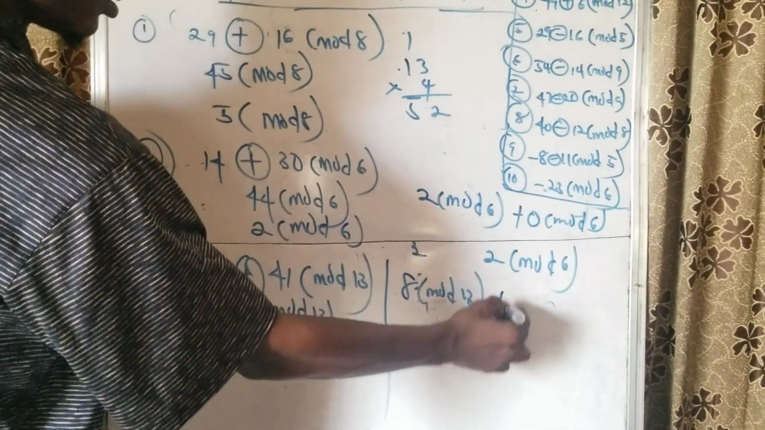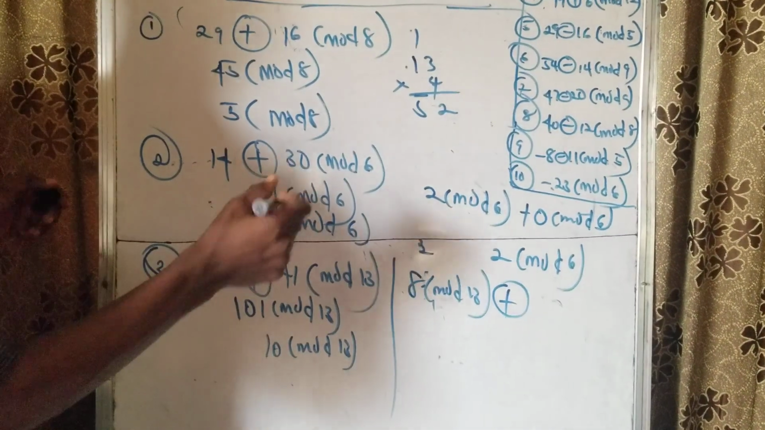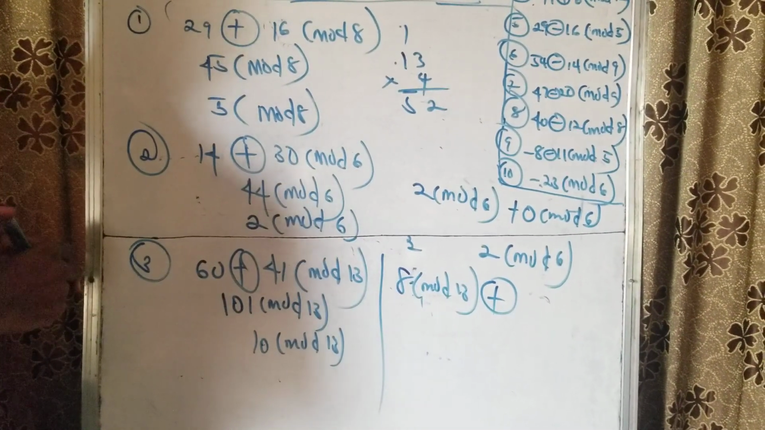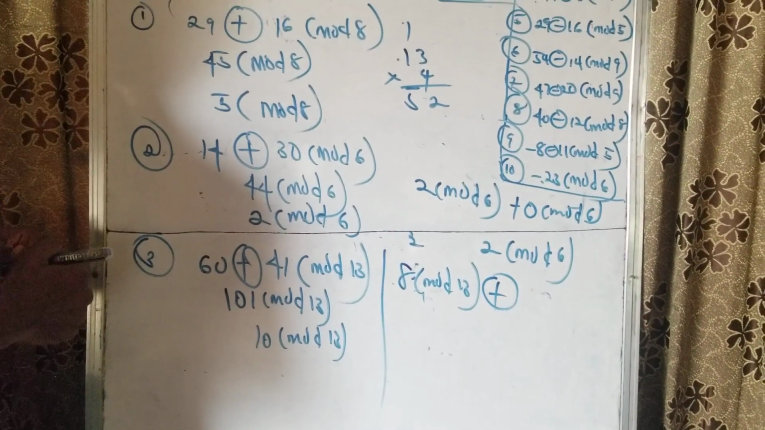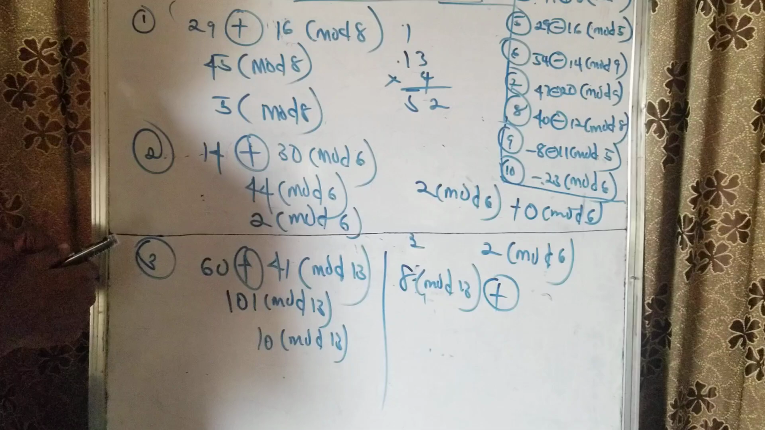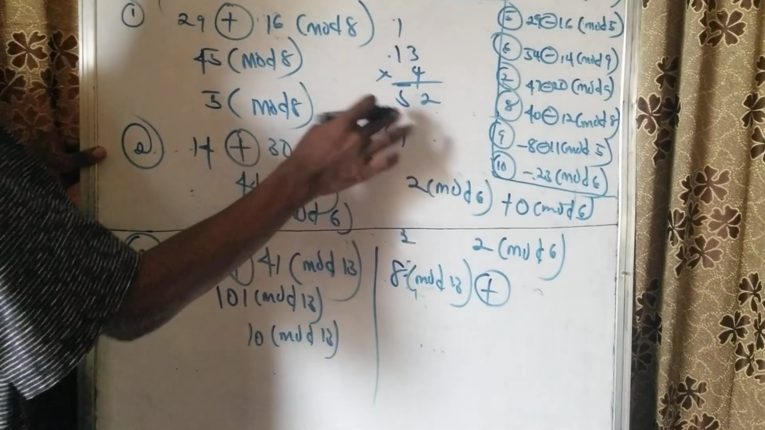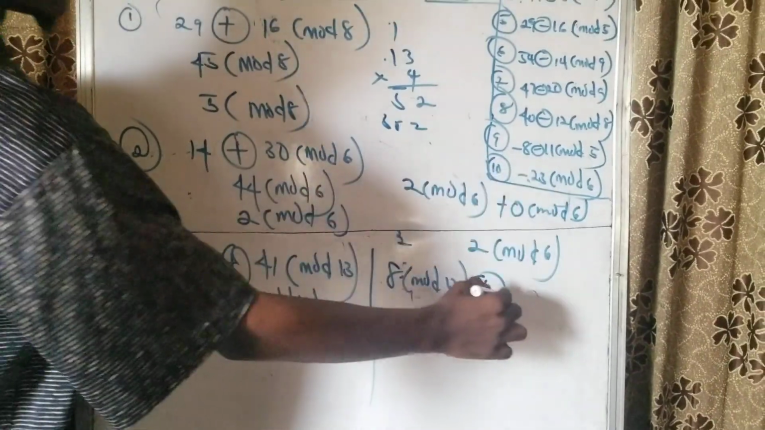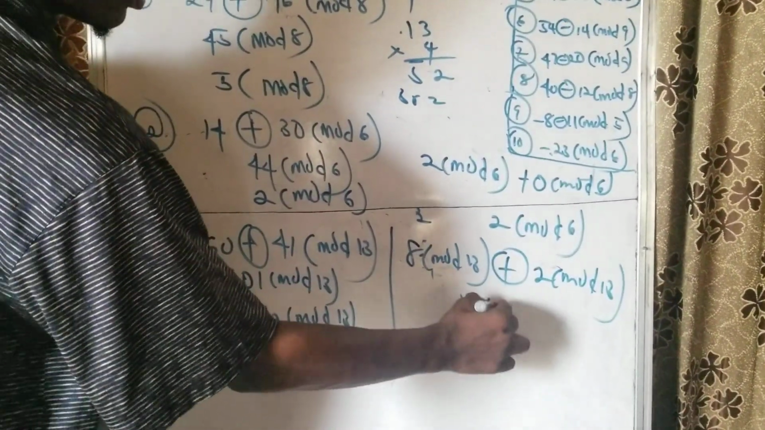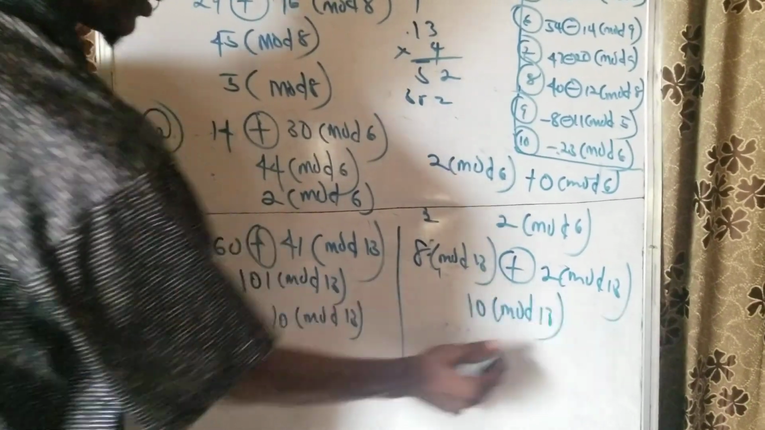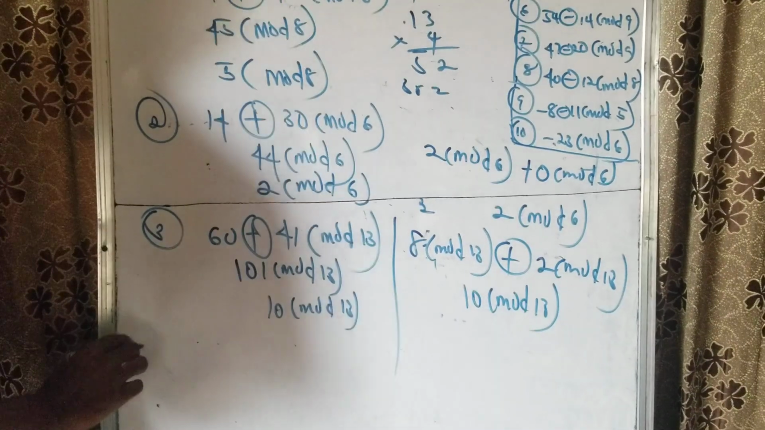Then plus 41 mod 13. How many times are we going to have that? That one will go 3 times. 13 times 3, that's 39. 40, 41. So if we go 3 times, that's 3 remainder 2. Then here will be 2 mod 13. Do we get that? So 8 plus 2, what are we going to have here? 10 mod 13, which is still the same answer. Do we get that? Now let's go to question 4.